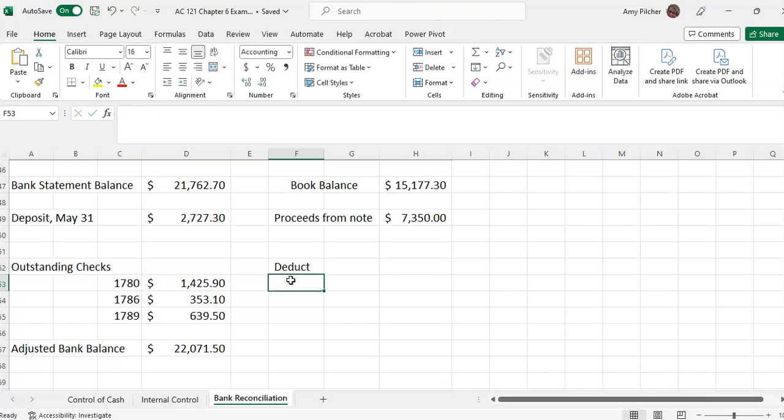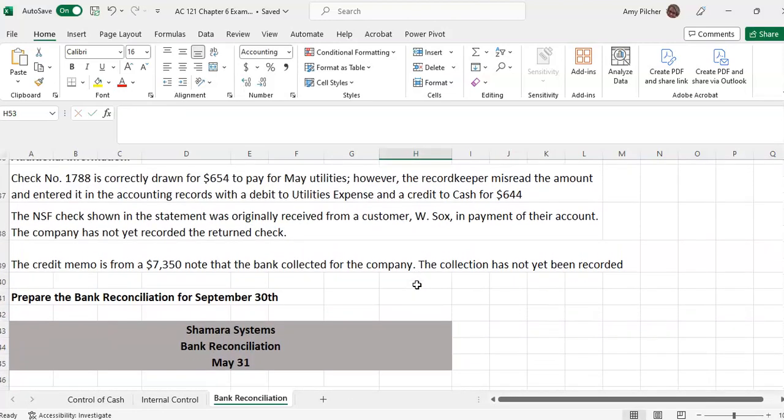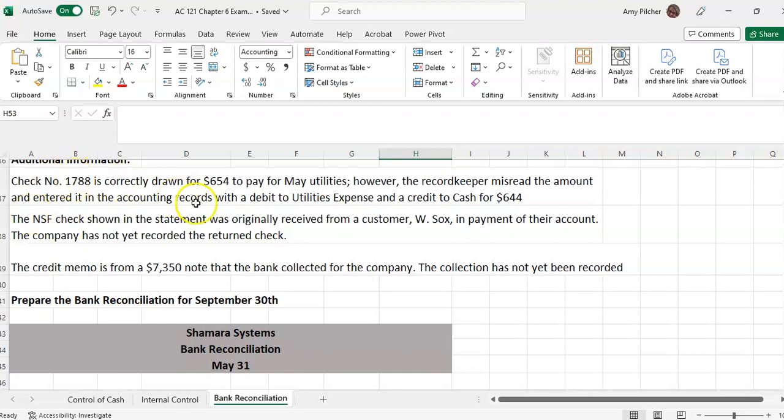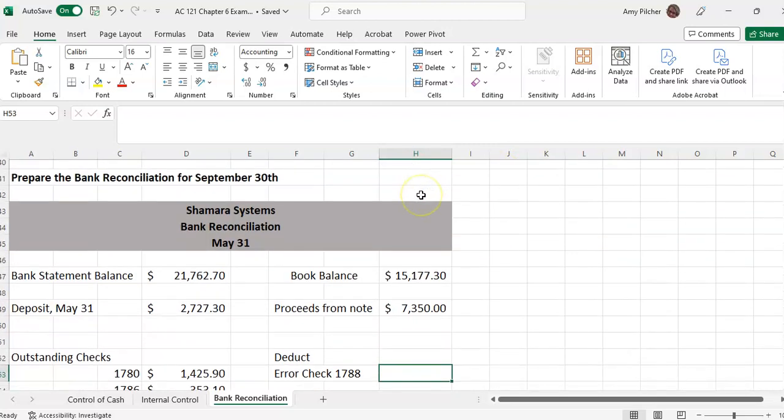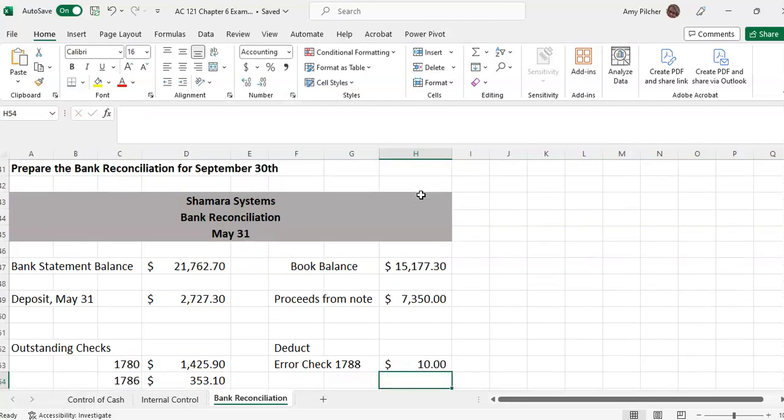So first, we have this error check. Let's look at check 1788 that was returned for non-sufficient funds, or the error. So we have 1788 that was on our bank for $654 and in our accounting records for $644. So what we need to do is make that $10 adjustment. It's not the amount of the check or the amount recorded, it's the difference to fix that. And so it's a $10 adjustment.